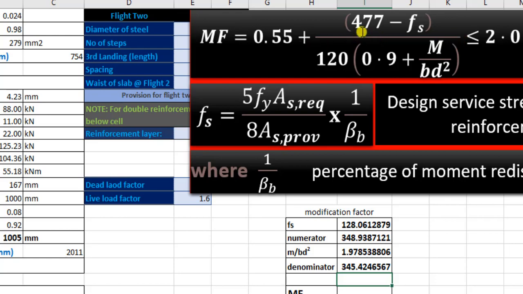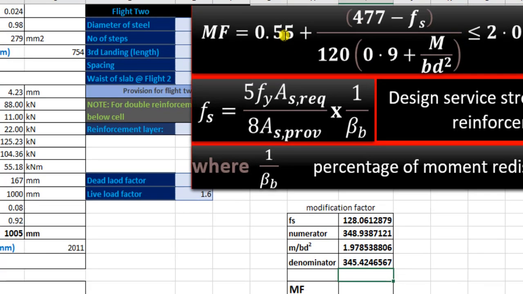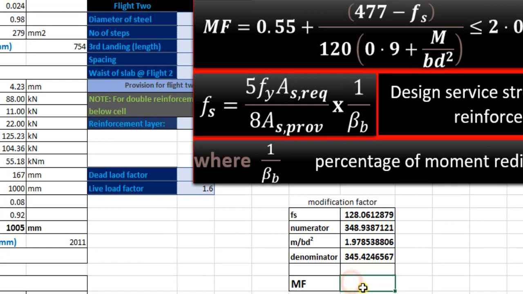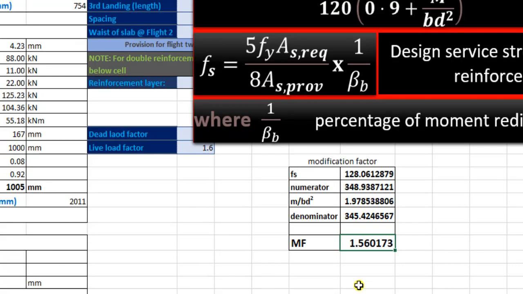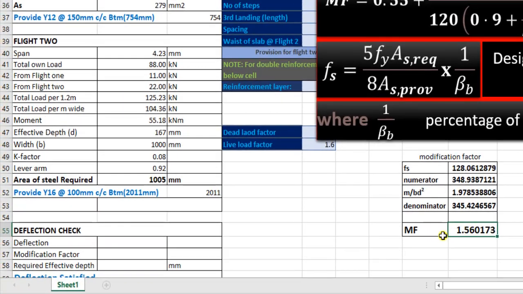Then the next thing is for us to simplify this. That means that will be what? This over this plus this. Okay, so we can say equals to 0.55 plus open bracket. I'll now say what? Numerator divided by the denominator, open bracket and enter. Okay, we have 1.55 as our modification factor. So we are through with our modification factor.